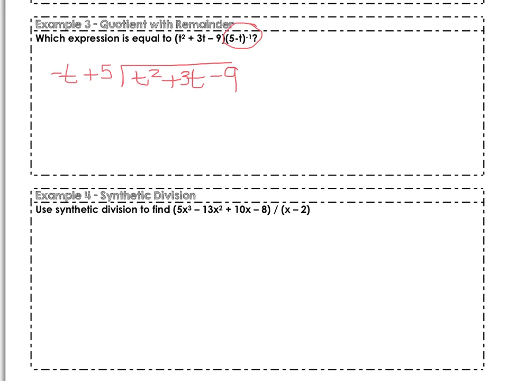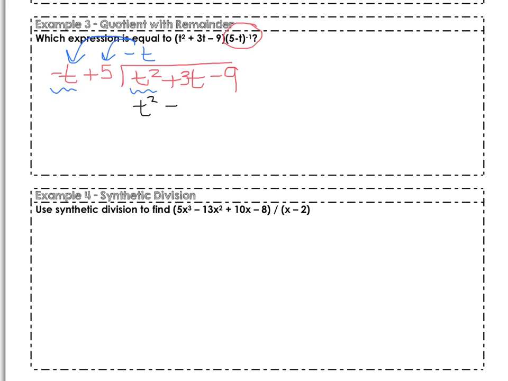And now I'm going to follow the same process of asking myself, negative t multiplied by what goes into t squared? Well, the answer is negative t. I'm now going to take him and distribute him into my divisor. Negative t times negative t gets me t squared.